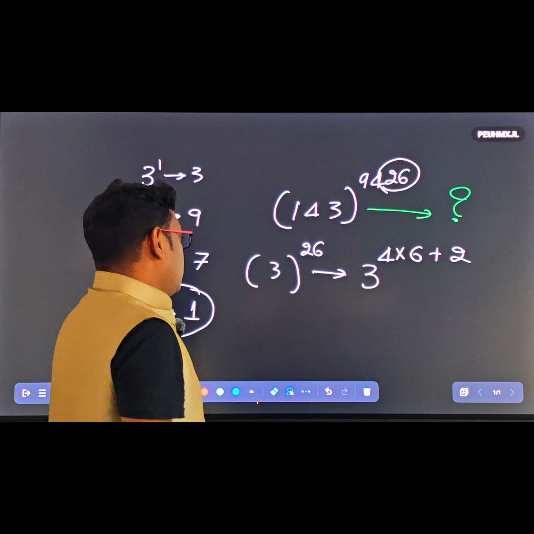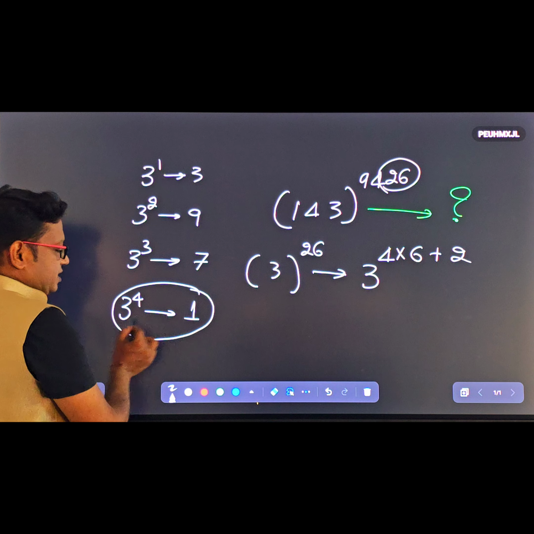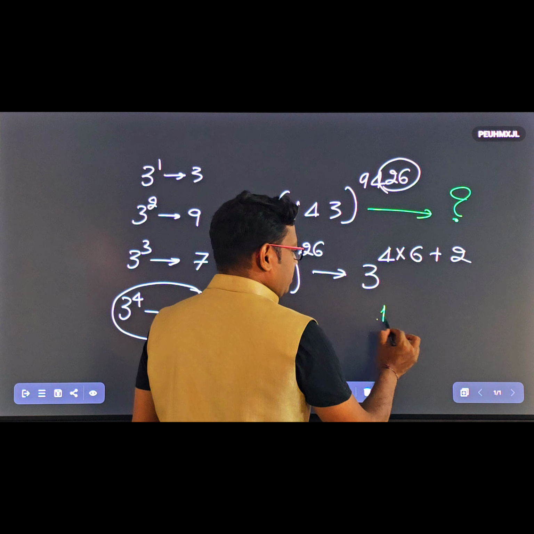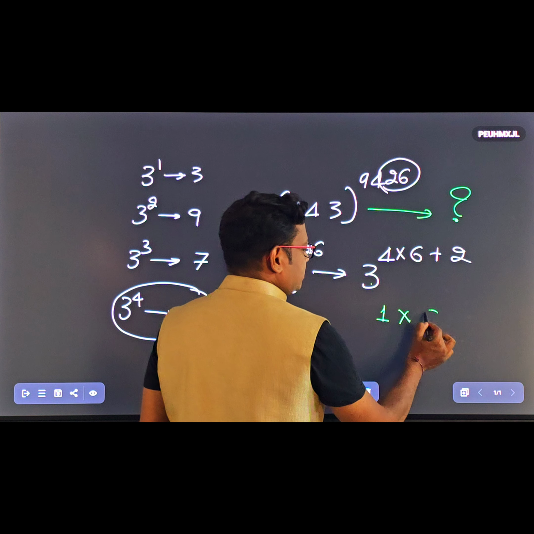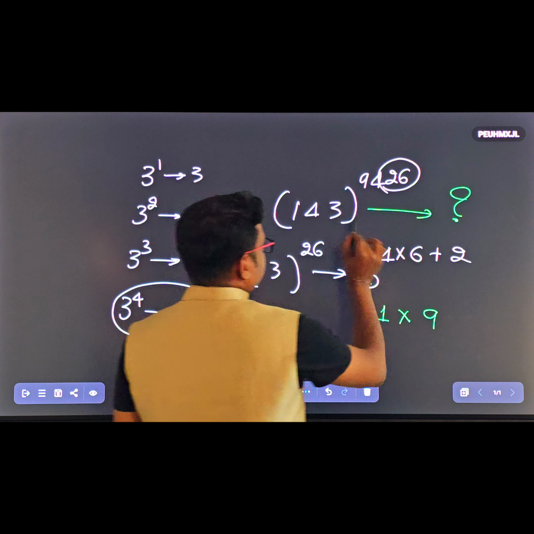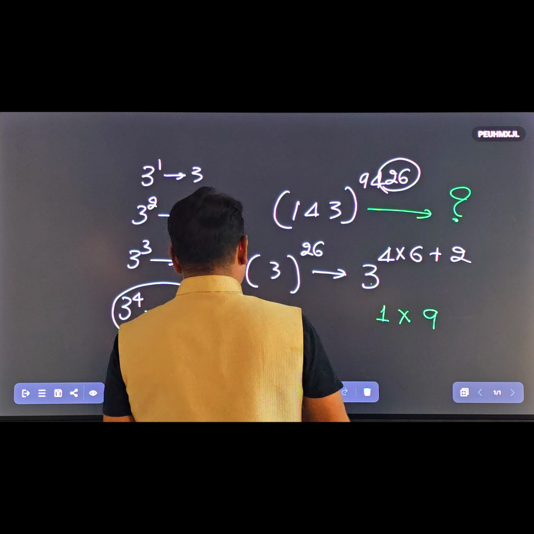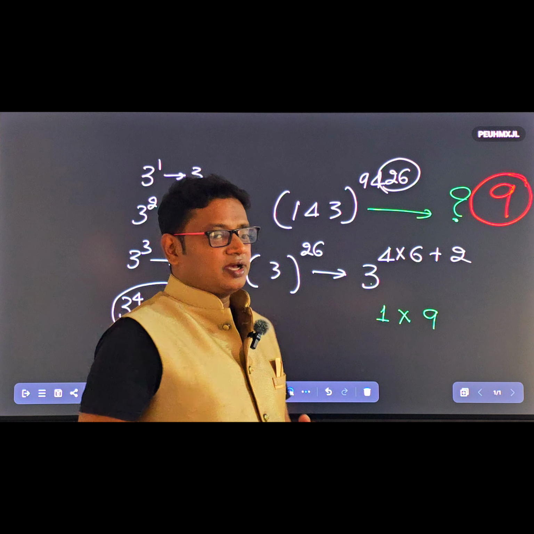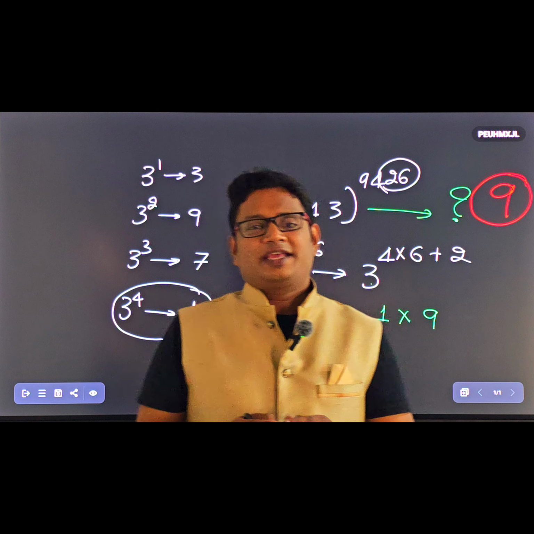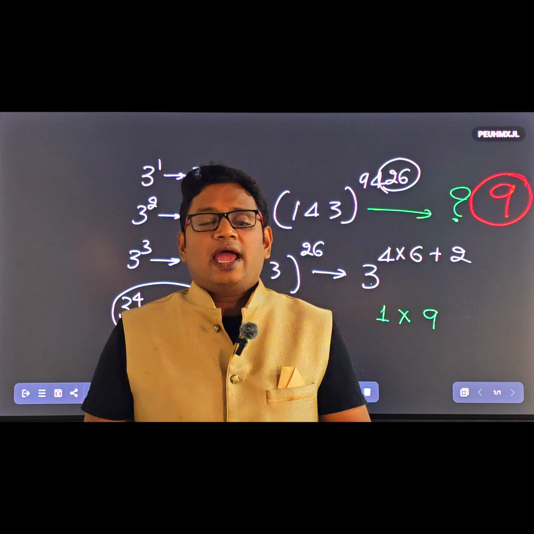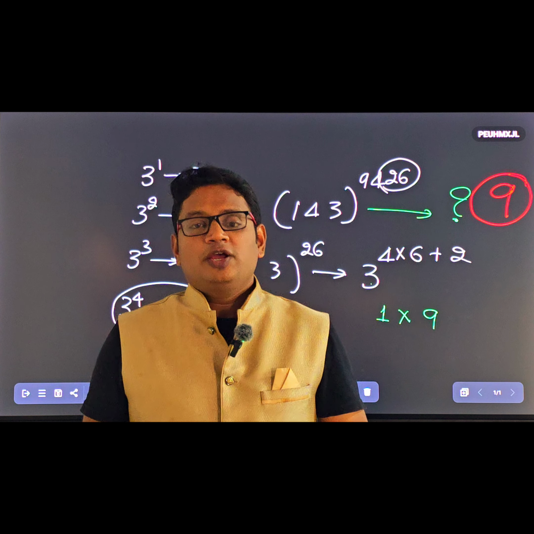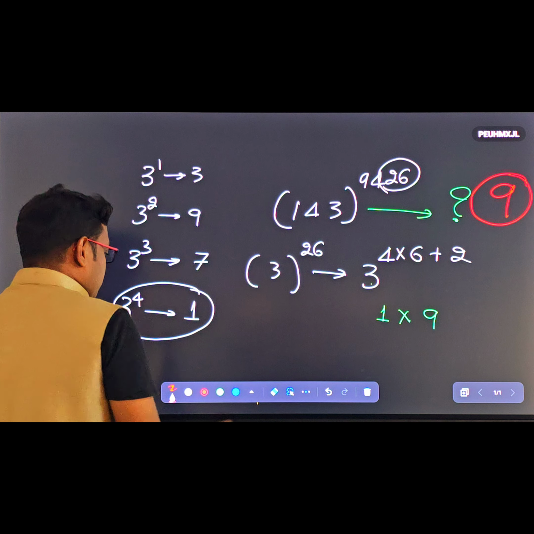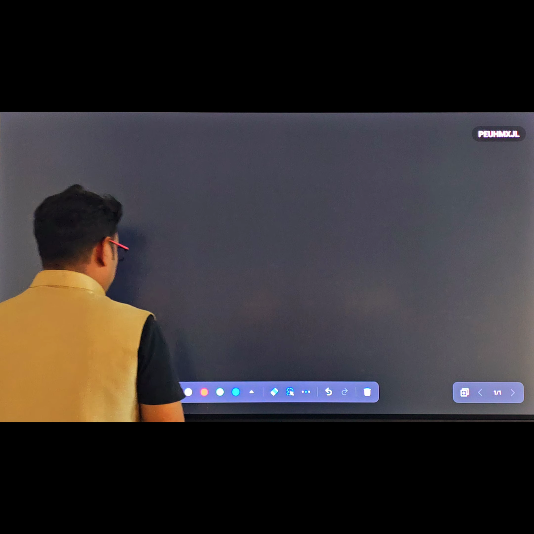Yes or no? Yes. 3 power 4, we already know it is 1. 4 into anything is 1 only. Okay, this is 1 into 3 square is 9. So what is the unit digit in this case, my dear friends? The answer is 9. This is how we can calculate any questions, any problems in fractions of a second using concept and logic. Okay.